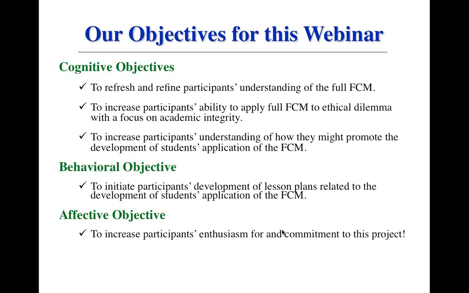We want to refine understanding of the full model, and hopefully thereby increase your ability to apply the full model to ethical dilemmas that particularly focus on academic integrity, and in doing so, increase everybody's understanding of how they might use this in their classrooms, and set you on your way to developing your own or extending the lesson templates and plans that we've developed. But really it's about having, hopefully, after today's seminar, a real vision of what this might look like in your own classroom.